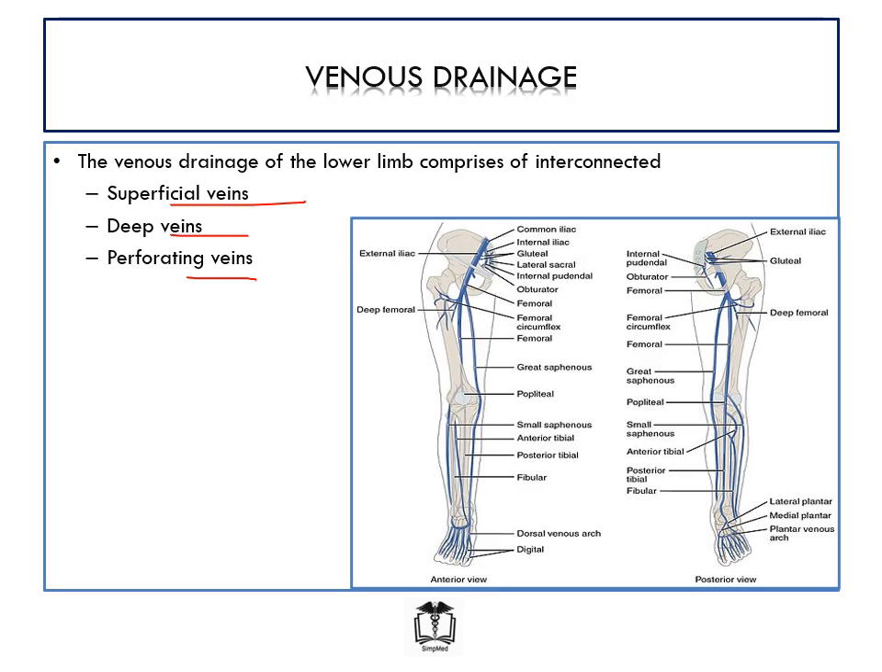Usually, these perforating veins tend to drain obliquely and they run from the superficial vein to the deep vein, so they are draining blood from superficial to deep. And one important thing to note about all these veins, whether superficial, deep, or perforating, is that they all contain a large number of valves that allow for unidirectional flow of blood from distal to proximal back to the heart.